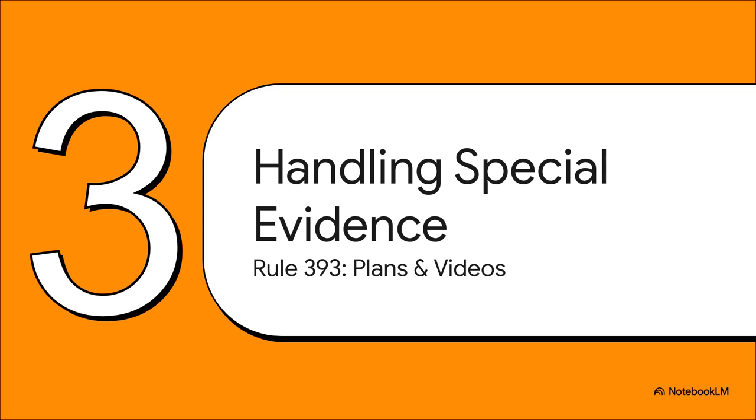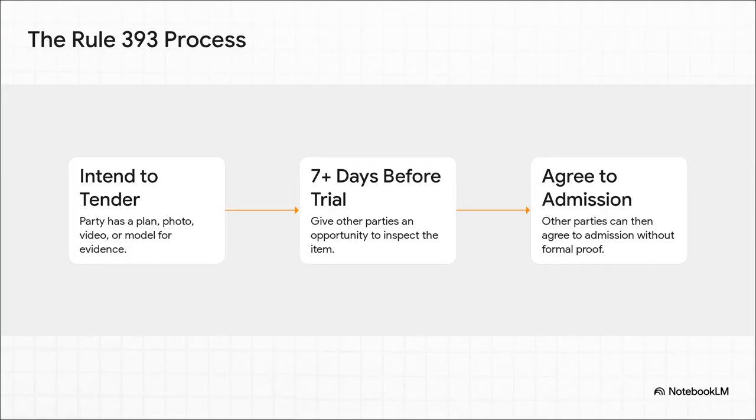Okay, let's shift gears. We've talked about what people say. What about things? What happens when you want to use a plan or a key photograph or that crucial bit of video footage? Well, the procedure for that is all laid out in Rule 393. Rule 393 sets up a really simple process. It's designed to avoid surprises and just make things run smoother.